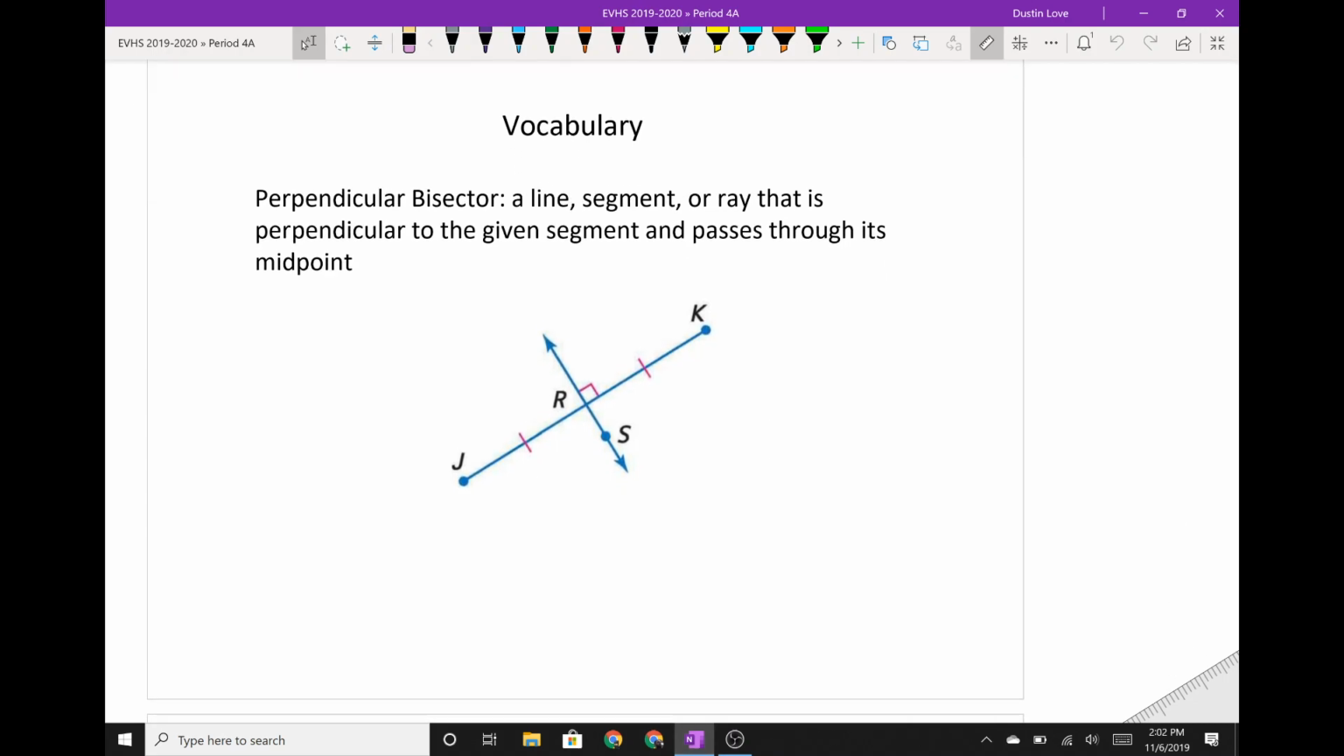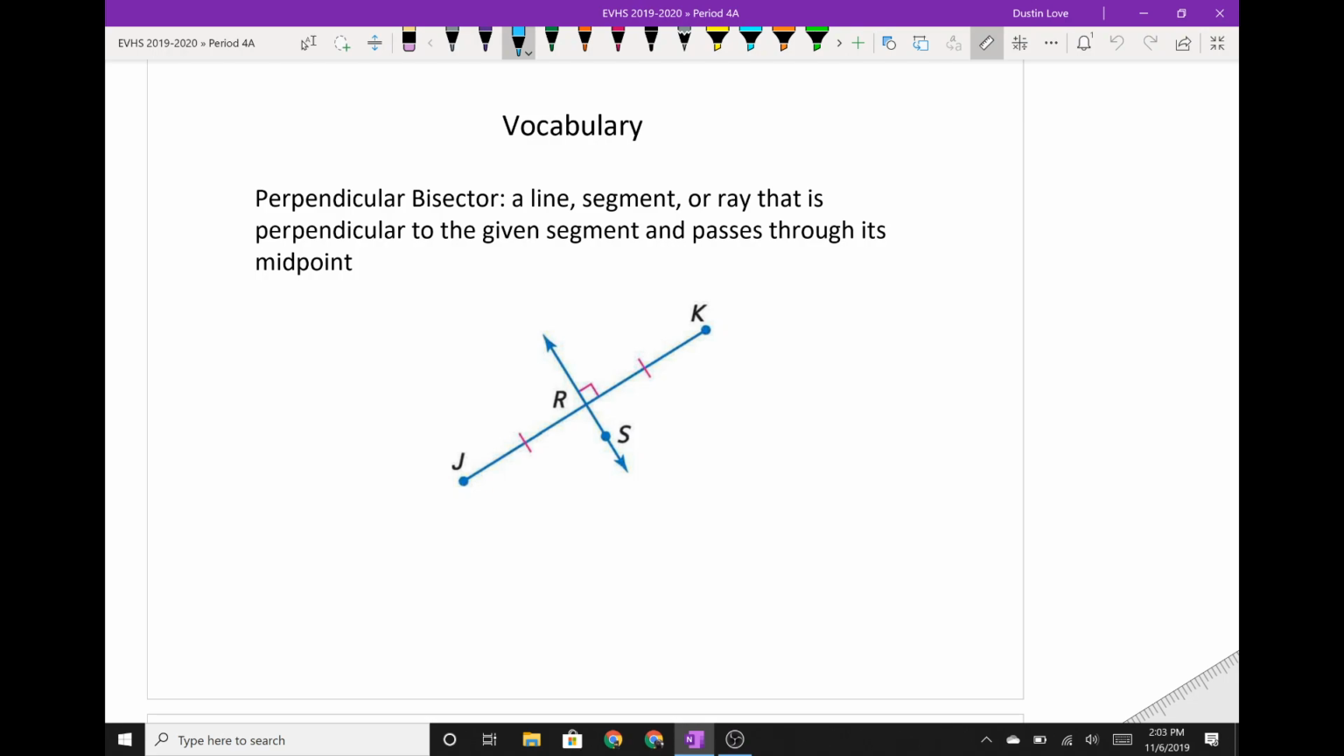All right, vocabulary. So, first off, a perpendicular bisector. Now, we know the word bisector means what? Cut it in half. So, basically, I just cut JK in half. So, JR is congruent to RK. Perpendicular means they intersect at 90 degrees, at right angles.